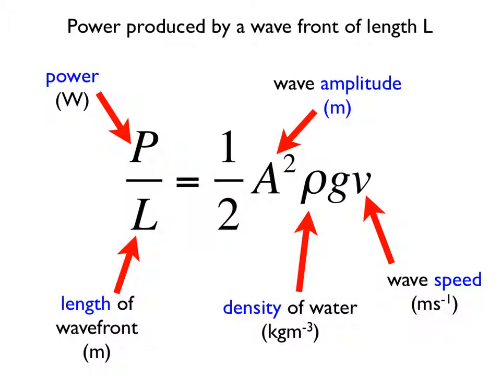If we want to calculate the power per unit length of a wave that we can generate, this is power in watts divided by the length of the wavefront in meters. So it's going to be watts per meter. And to calculate that, it's 1/2 times the amplitude of the wave squared times the density of water times 9.81 times the speed of the waves in meters per second. So power per unit length is 1/2 times the amplitude squared times the density of water times g times the speed of the waves in meters per second.